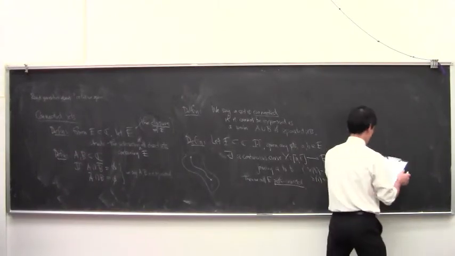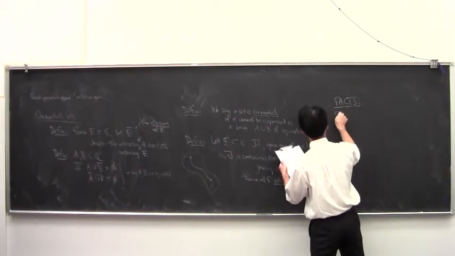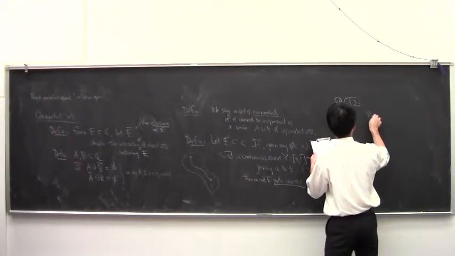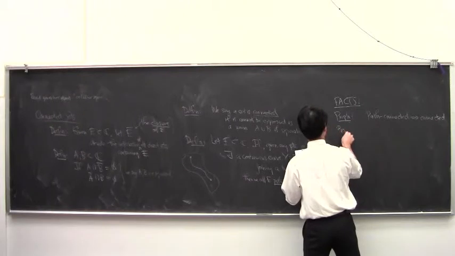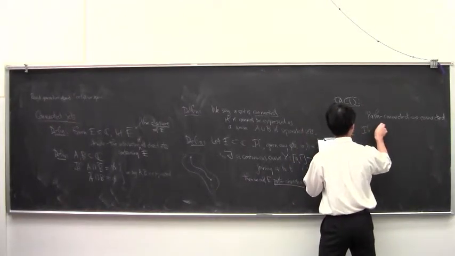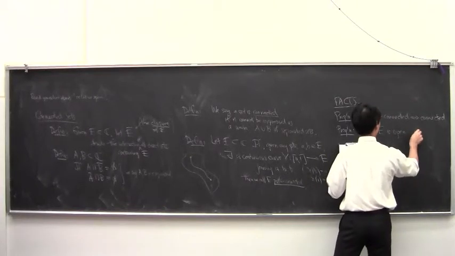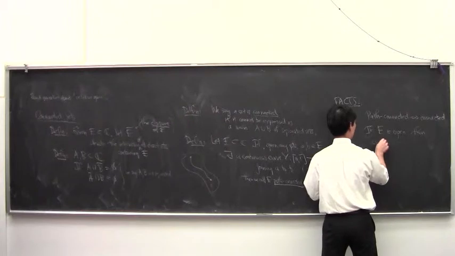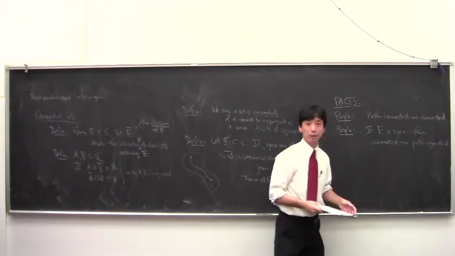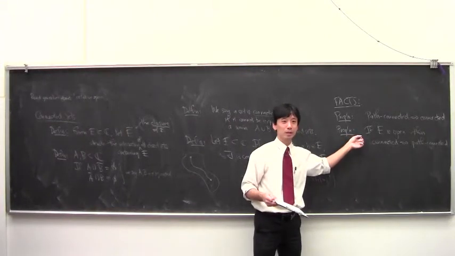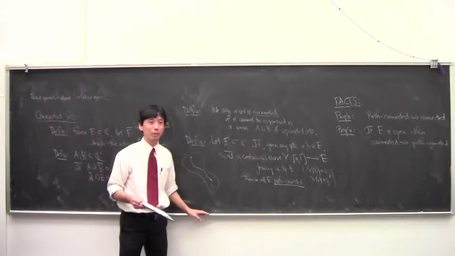And here is what's going to be great, how we're basically going to deal with all this stuff. In fact, path connected implies connected. And if E is open, then connected implies path connected. Okay. And basically for the whole course, we're only going to be dealing with open connected sets. So it's equivalent to path connected. Okay, so that's how we'll get around it. Connected and path connected will basically be the same thing for us.